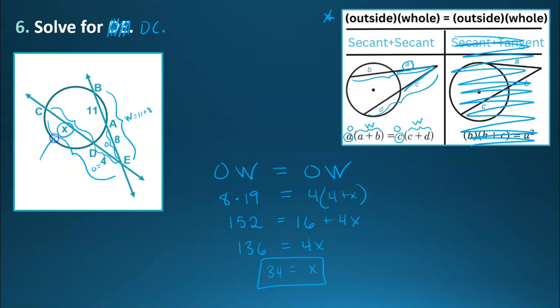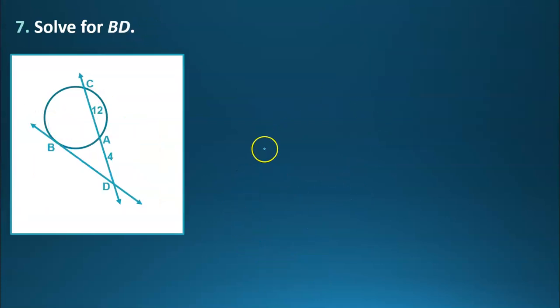So that's this length here is 34. Let's try another one. Now we're going to solve for BD. All right, that's this section right here. Now, just notice first when we were trying to figure out what kind of problem it is, we're looking for segments. So we're going to go over to that slide.